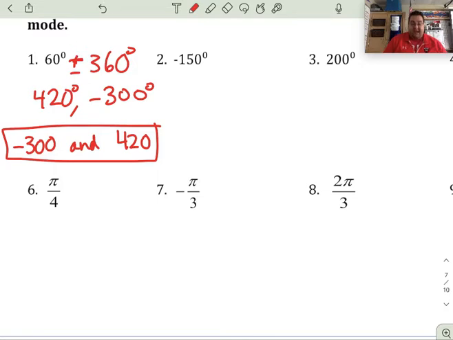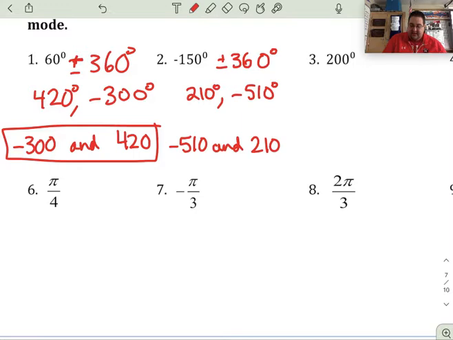So number 2, we have negative 150 degrees this time. We're going plus and minus 360. So negative 150 plus 360. Use a calculator if you need to. That one's 210. And then negative 150 minus 360, you're going to get negative 510. So putting the negative one first. So maybe we should really just subtract both times, right? Or subtract first and then do the other one. So negative 510 and your positive one is 210. There you go. Go ahead and pause the video right here.